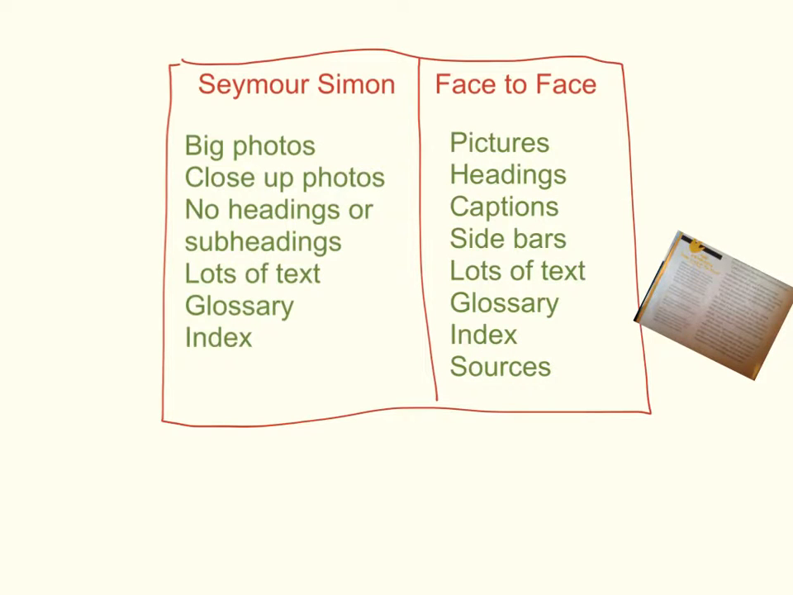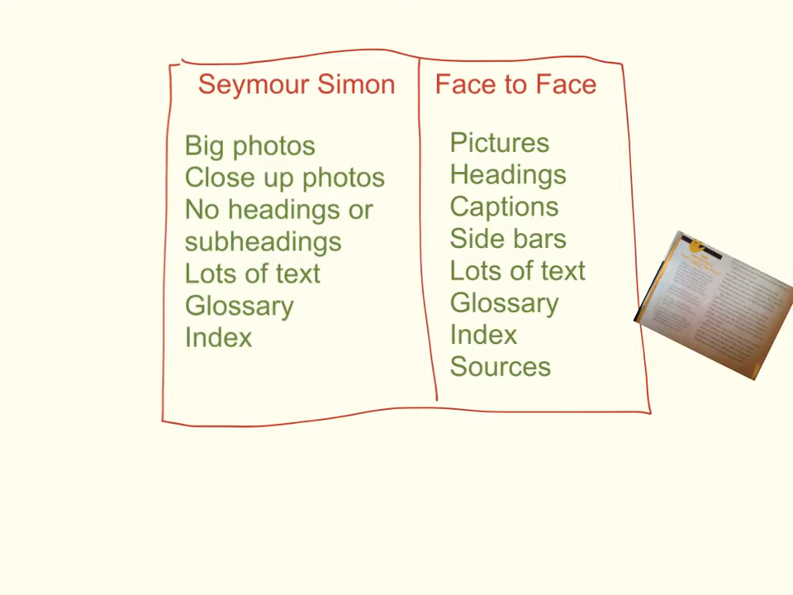I noticed that in the Seymour Simon book there are big photos. The photos are often close-up. I noticed that he does not have headings or subheadings in his books. I noticed that he has lots of text. And though we didn't see it, he also includes a glossary and an index in his book.